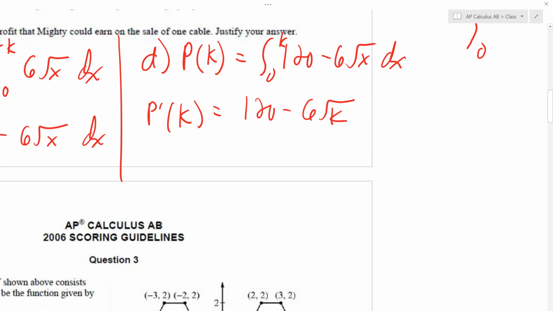Okay, that's the fundamental theorem of calculus right there. We talked about that. Is that okay? That's the easy version of it. And we want to know, where's that thing going to be 0? So you say equals 0.